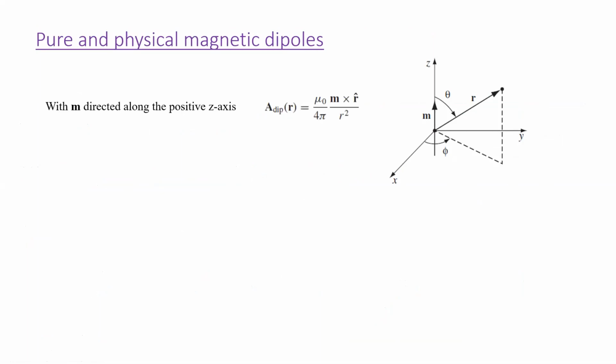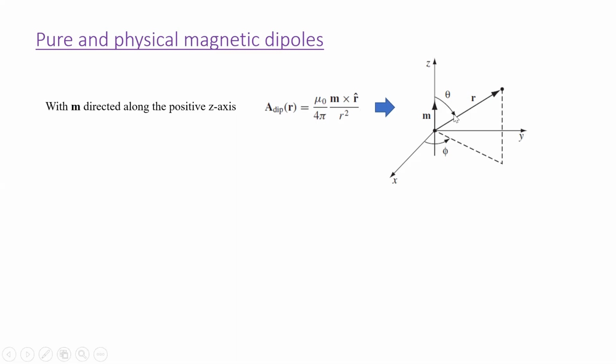With them directed along the z-axis, this becomes, so I've just repeated the equation from the last slide, m cross r hat over 4 pi r squared. And then if this is along the z-axis, m cross r is the length of m times the length of r hat, rather, times the sine of the angle between them. But here the angle is just the polar angle.